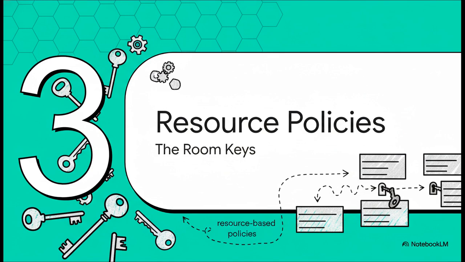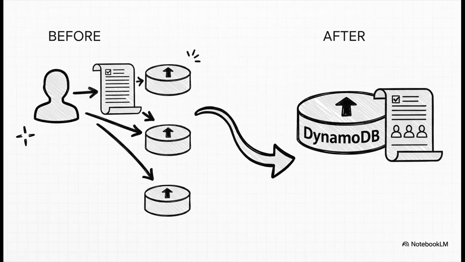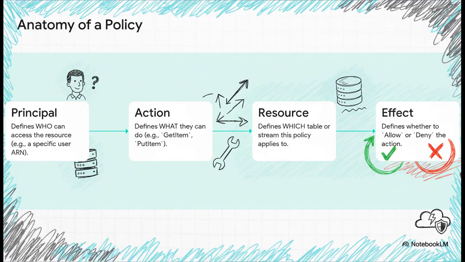This is where resource-based policies come in. Now this is a total mind shift from IAM policies. Instead of attaching a policy to a user saying, hey, you can go access these tables, you flip it around. You attach the policy directly to the table. And it says, hey, only these specific users can access me. This is awesome because it puts the permissions right on the resource itself. It makes it so much easier to look at a sensitive table and know with certainty exactly who can touch it. Looking at a policy document can be a little intimidating at first, but it's actually super simple.